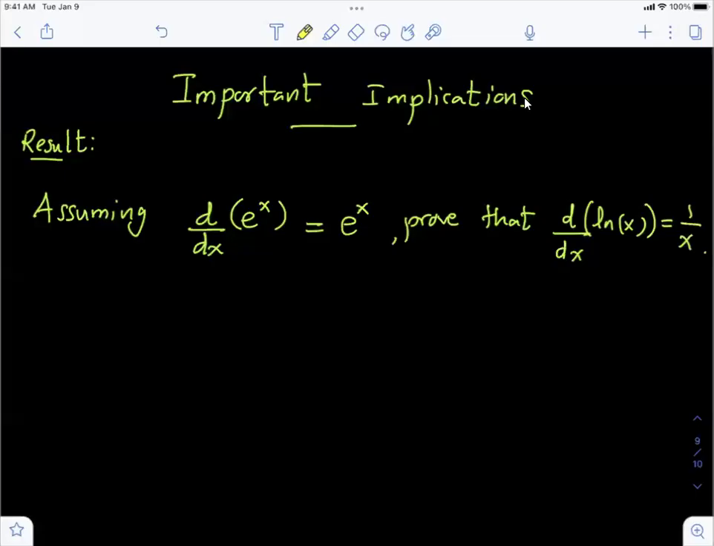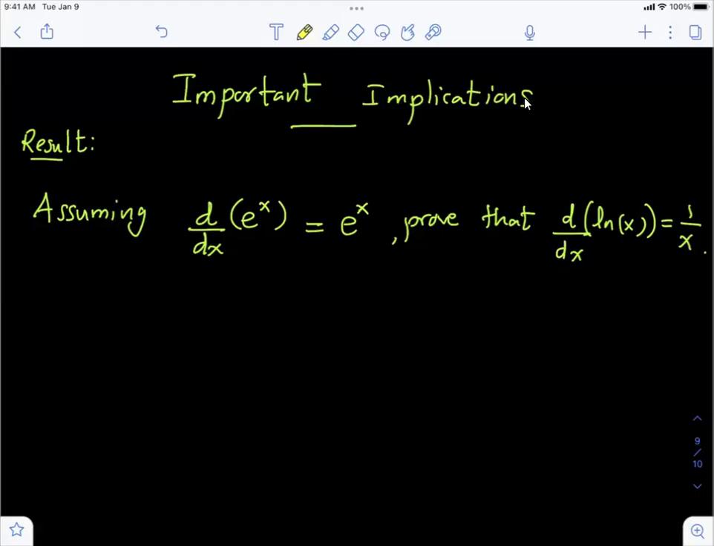However, what I'm trying to show you is this: there are no two formulas behind this. When you know this one, based on that, you can prove this. The only thing that you need to know is the connection between the exponential and ln. So what is the connection between exponential and ln?